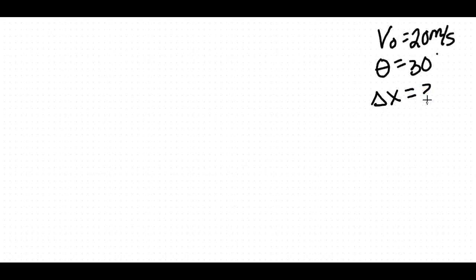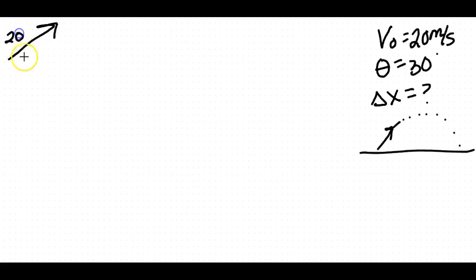So what's the range? To start, as usual, we're given a total initial velocity, but we know that in projectiles, the total initial velocity doesn't really help us. We have to break it up into its components. So in our vector triangle, we have a v initial here of 20, and then we're going to have a v initial x and a v initial y.